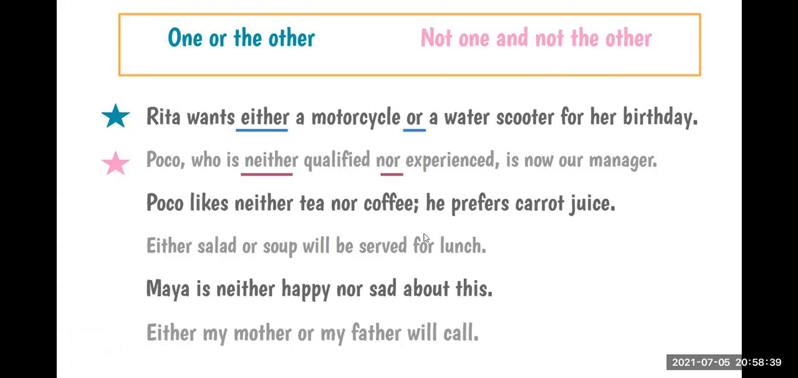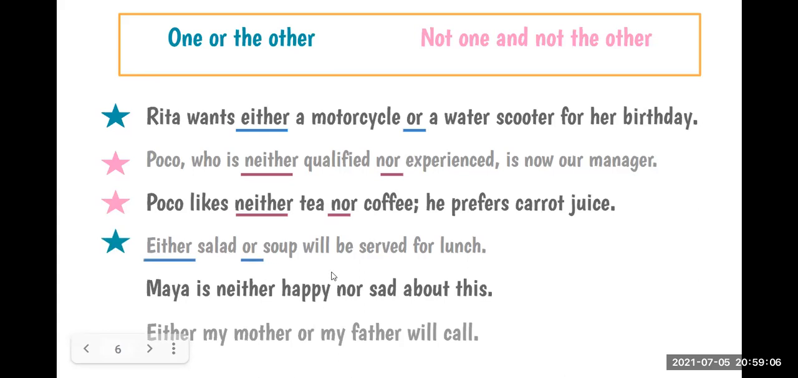Not one and not the other. Not tea and not coffee, right? The next one: Either salad or soup will be served for lunch. What do you think? One or the other, right? Of course, we have either salad or soup.